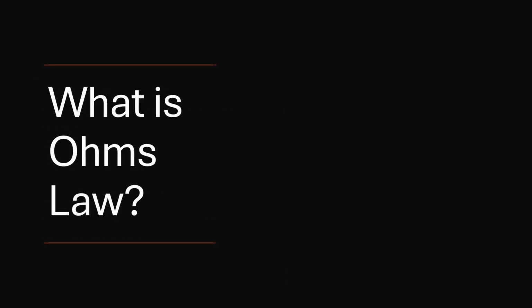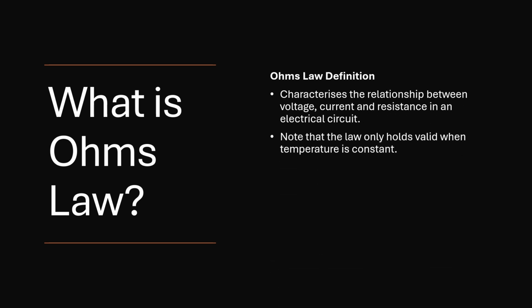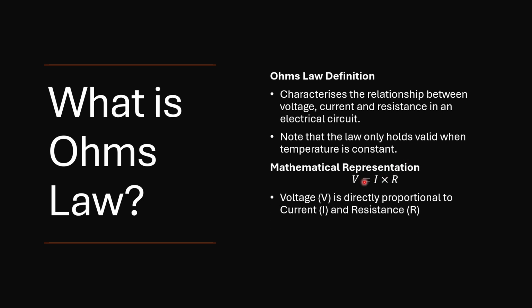So what is Ohm's law, you may ask? Ohm's law is defined as the relationship between current, voltage, and resistance in an electrical circuit. Note that this law only holds when temperature is constant. When it is mathematically represented, voltage is directly proportional to current and resistance, V equals IR.